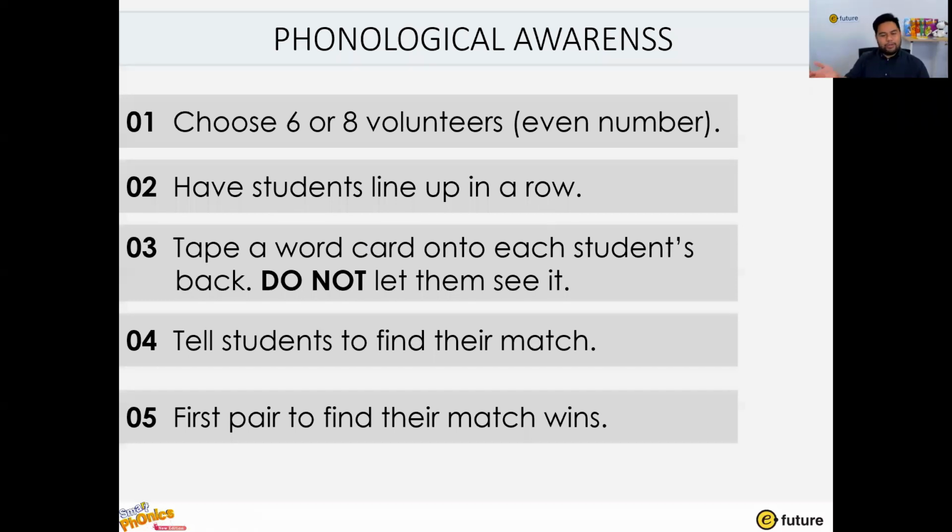So how they would do it, they kind of have to read what's on someone else's back and then back and forth, okay? Or once they kind of hear what their word is, they can kind of find their match. And to have extra practice as well, once they do find their pair, you can have them come up to you and have them recite what word they have together.